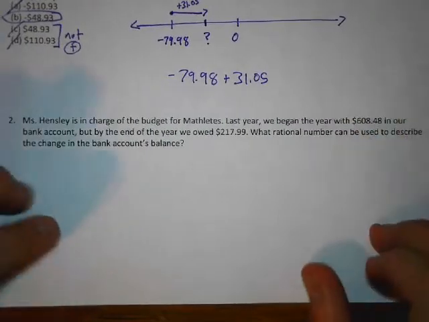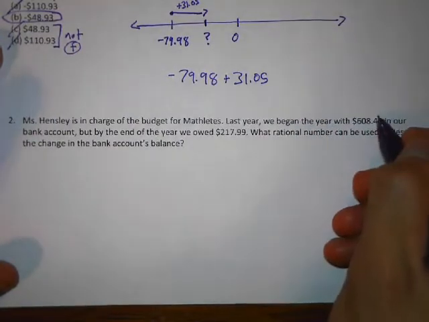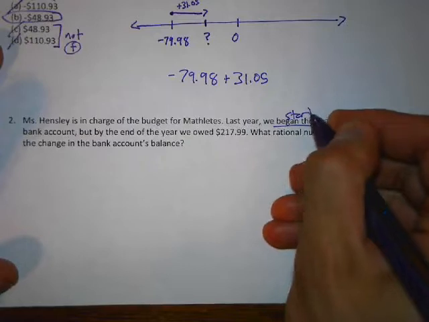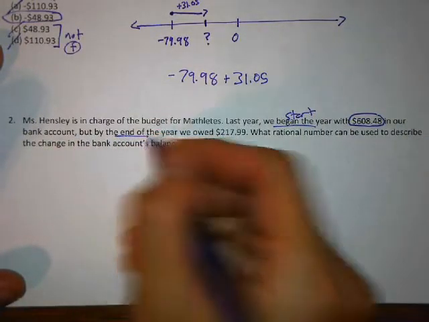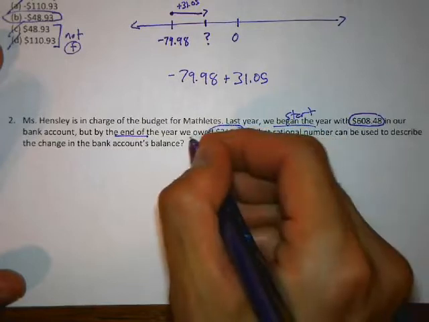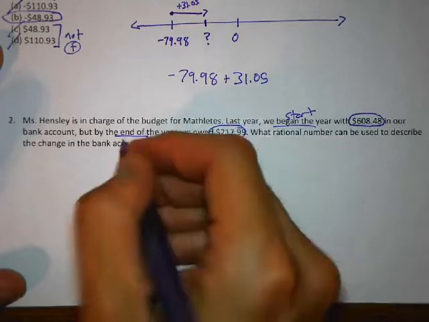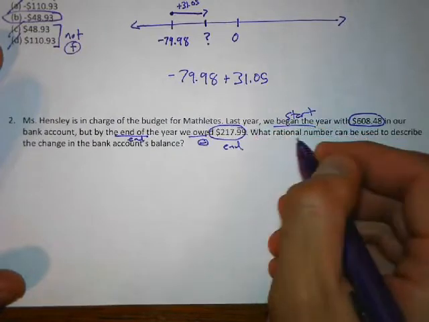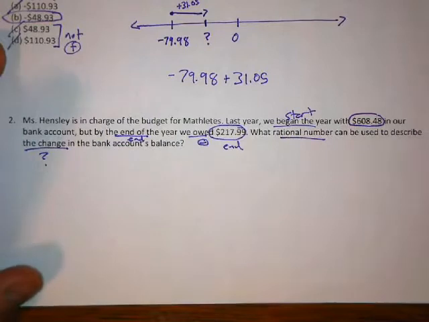Mince Hensley is in charge of the budget for Mathletes. Last year we began the year with $608.48. Oop, right away, began the year. I'm thinking start. In our bank account. But by the end of the year, we owed $217.99. So there's owing money here, and that's the end. So I'm thinking that's probably the end. I'll write it over here. What rational number can be used to describe the change in the bank account?